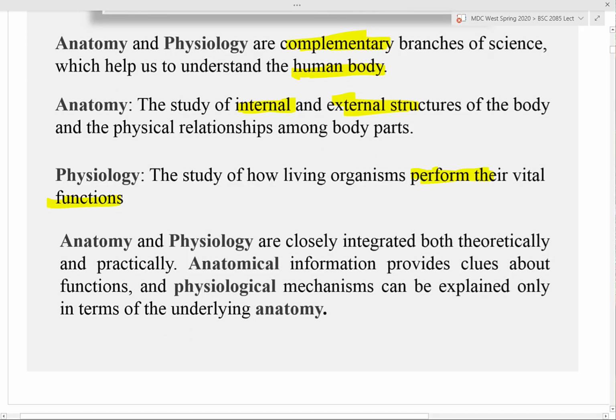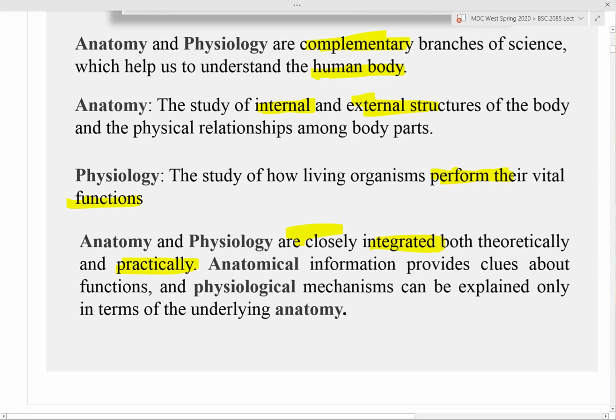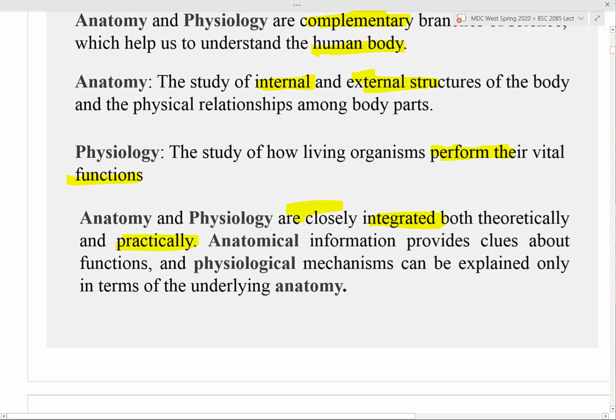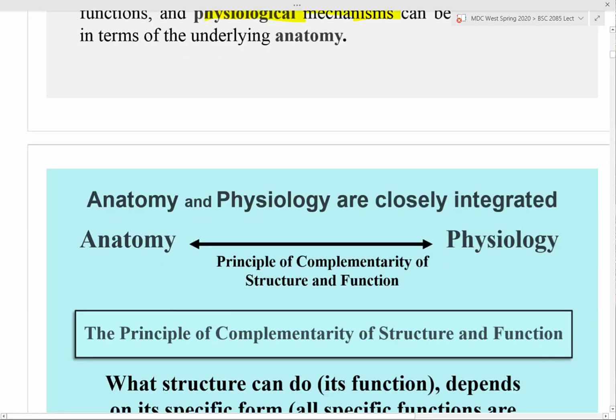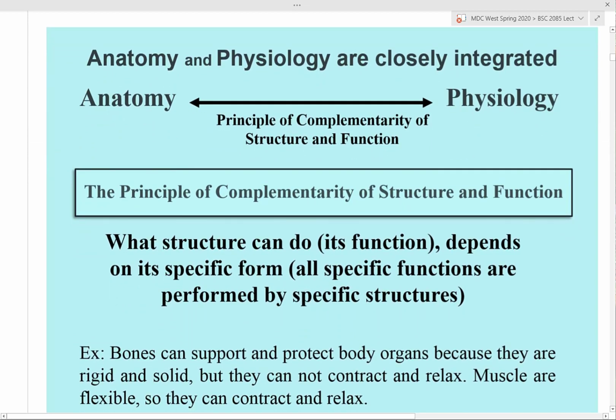Anyway, anatomy and physiology are close and, of course, integrated, both theoretically and practically. So, what is the link between them? They are physiological mechanisms that allow everything to interconnect. Anatomy and physiology are closely integrated because, again, they are complementary.